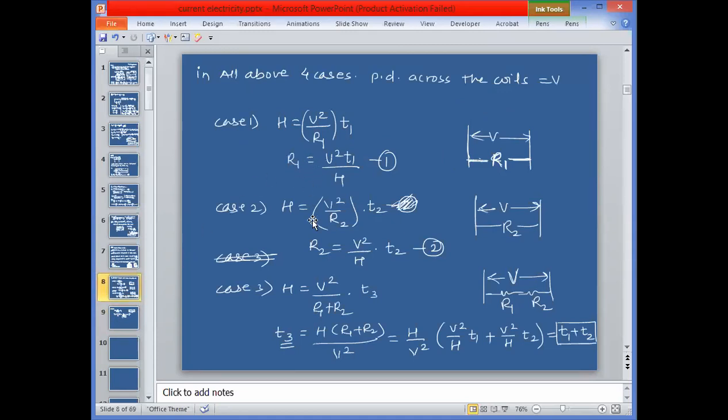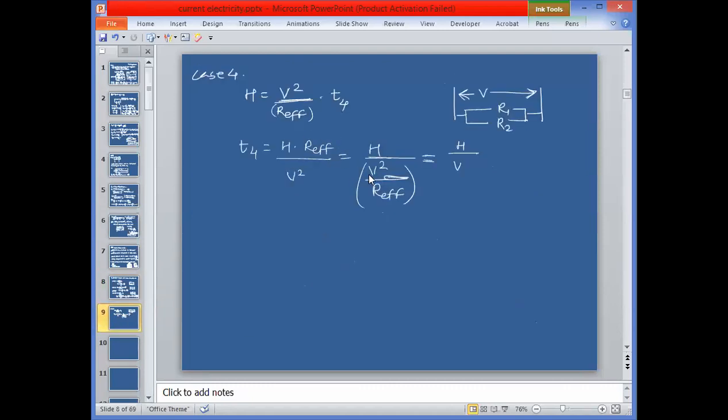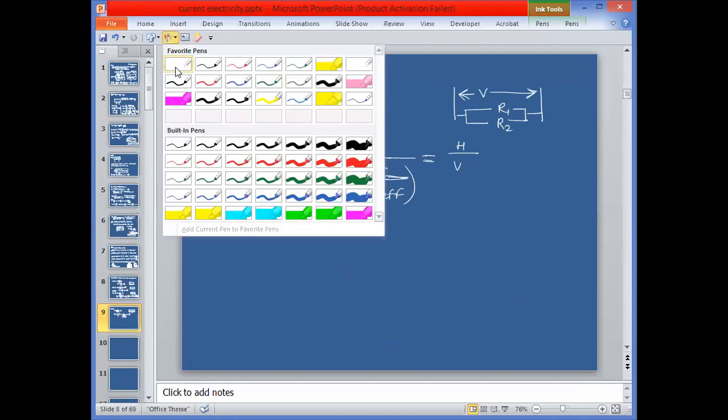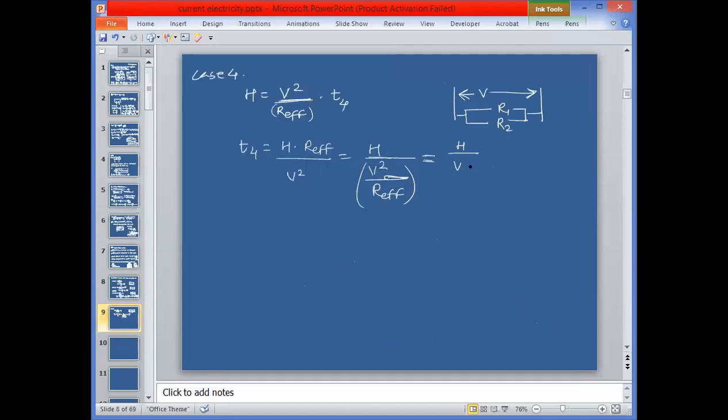R1 is already found, R2 is already found. We just have to substitute R1 and R2 from case 3 and case 4. Not a big deal, but I am deliberately avoiding R1 R2 upon R1 plus R2. So 1 upon R effective I can write as 1 by R1 plus 1 by R2. Now I can replace R1 and R2. So H upon V square as it is.